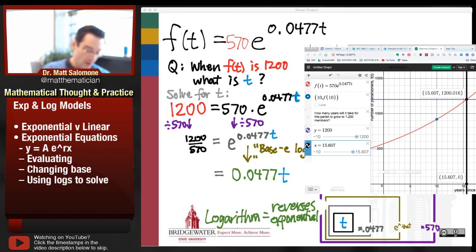Or the name by which we generally know it is the natural logarithm, ln. So ln is the name of the operation which undoes an exponential whose base is equal to e. And so what I get on the right side of my equation is just the exponent that we had from before. On the left side of the equation, what I get is ln applied to this number, 1200 over 570.